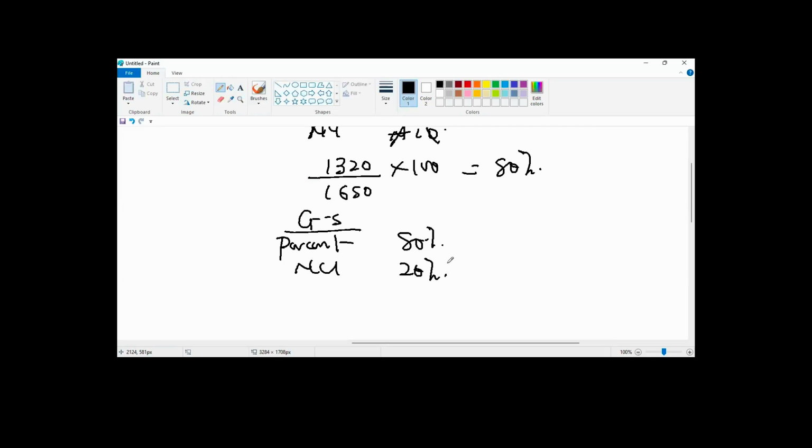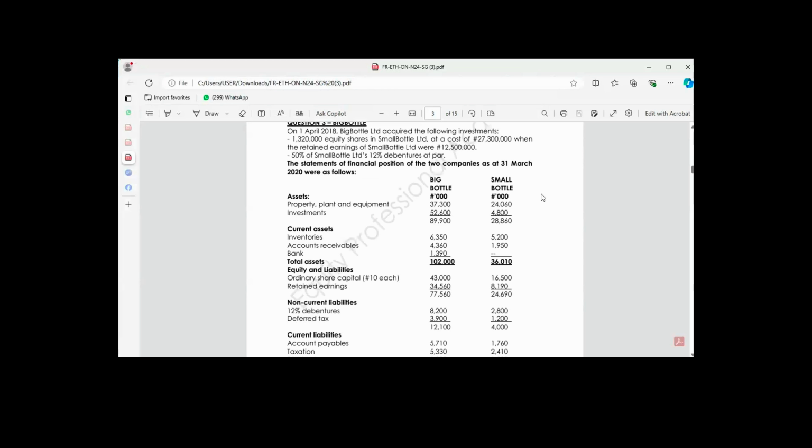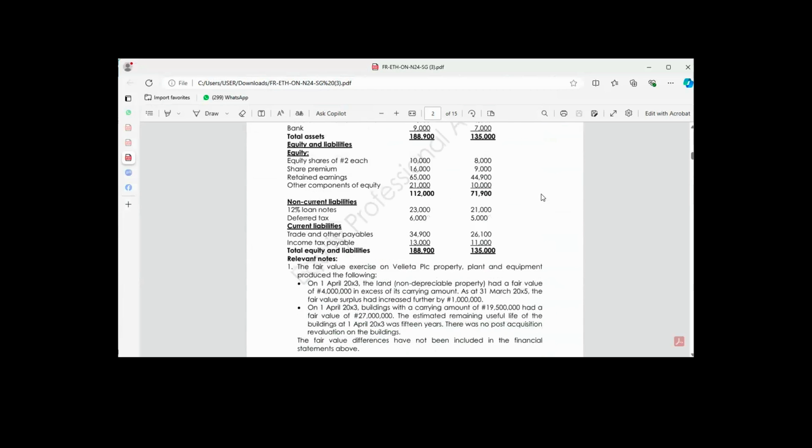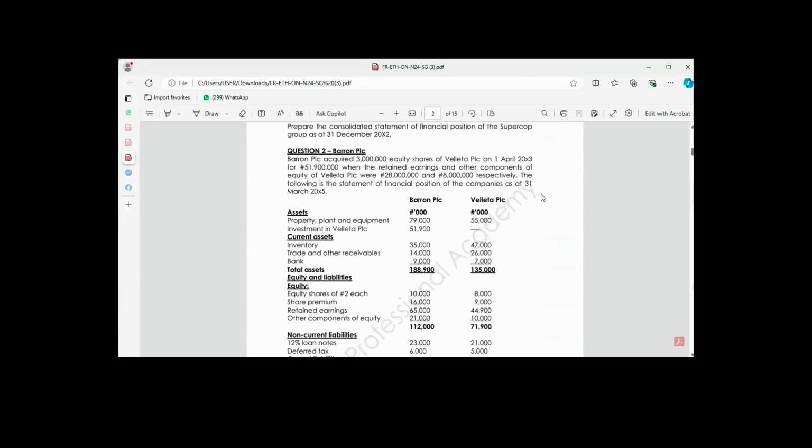Now, let's take another example of this. Look at Baron. Baron PLC acquired 3 million equity shares of Valeta. He has given me the number of shares that he acquired. He will not give me the percentage. I'm the one going to look for it.